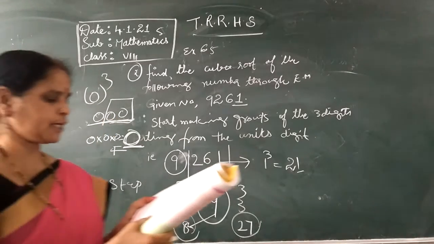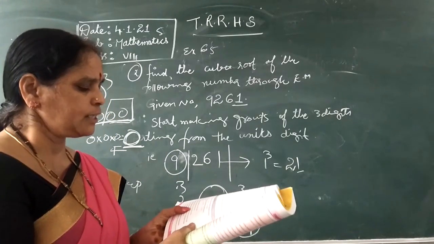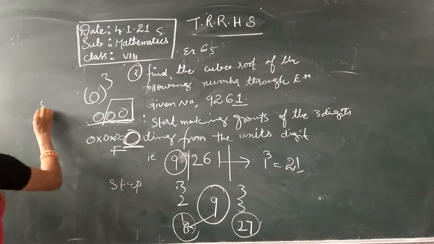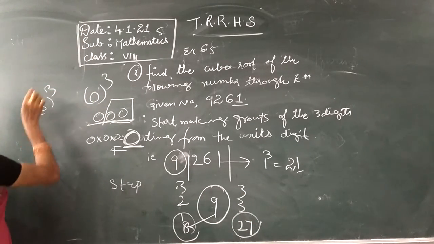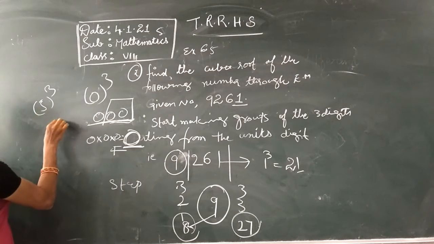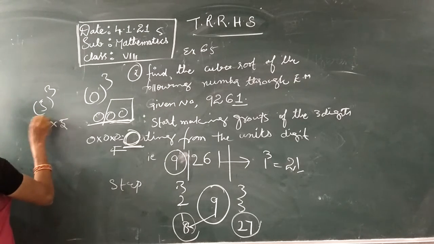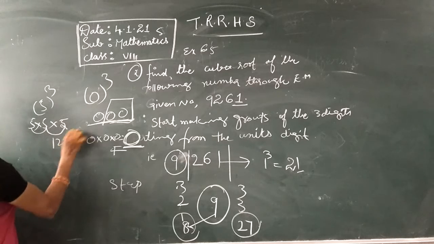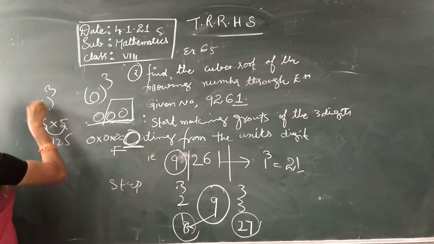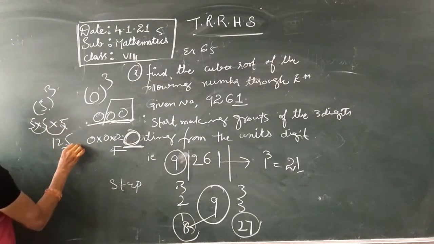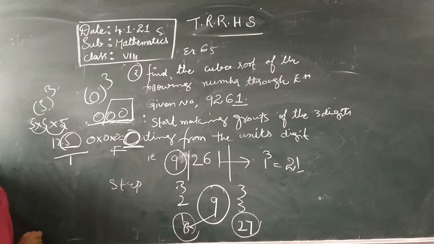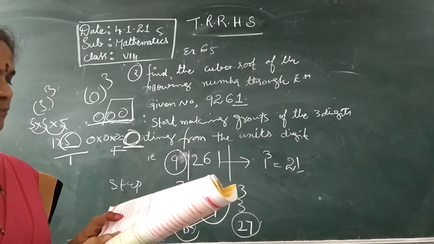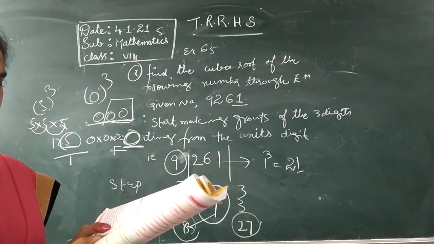And the next one is, if a number ends with 5, then its cube ends with 5. Yes. Suppose 5 cube. If you are doing 5 cube, the last digit will be 5. 5 into 5 into 5. See, 5 fives are 25, 25 fives are 125. So as your question said, if you do 5 cube, the last digit is 5. So that is true.